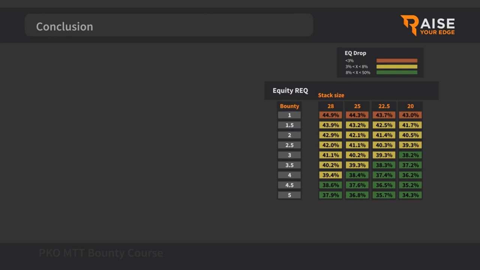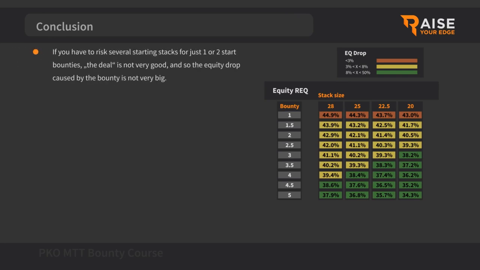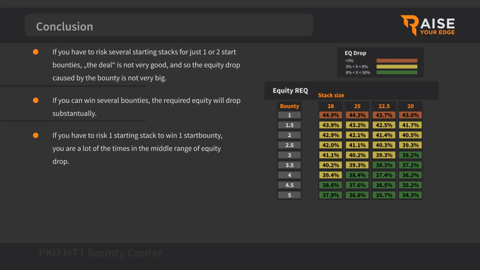So our conclusion is rather simple. If you have to risk several starting stacks to win 1 or 2 starting bounties, then the deal is not very good. And so the equity drop caused by the bounty is also not very big compared to the equity which you are getting out of the pot odds. But if you can win several bounties, the required equity will drop substantially. So if you, for example, have to risk 1 starting stack to win 1 starter bounty, you're a lot of the times in the middle of the range of the equity drop. So you're in the yellow area in between 3 and 8% equity drop.